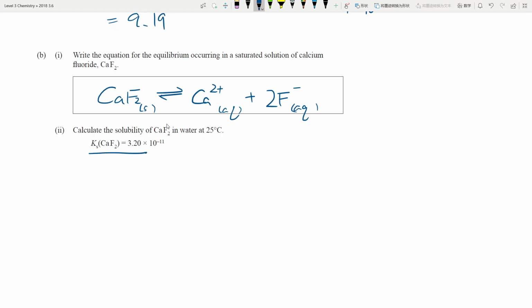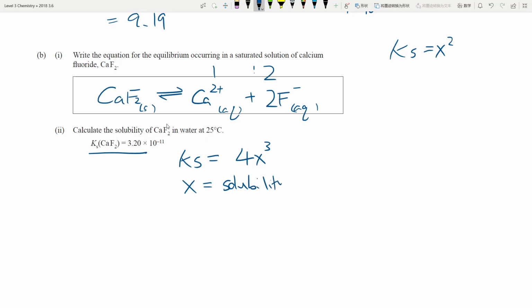Calculate the solubility of CaF2 in water. So this is a 1:2 ratio type of question, where Ks equals 4x cubed. If it's a 1:1 ratio question, then Ks equals x squared. What is x? x equals solubility.